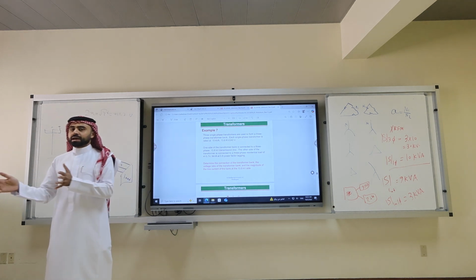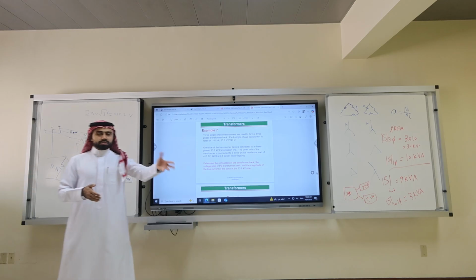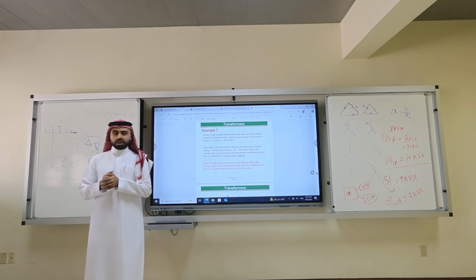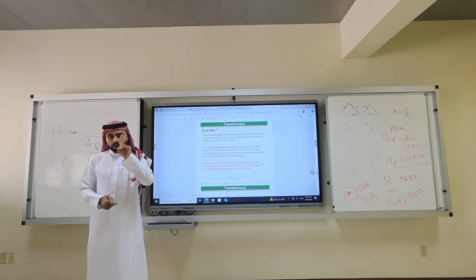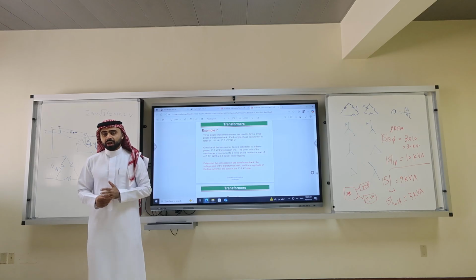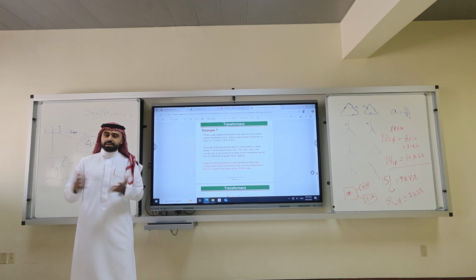In transmission lines, we love line to line. In loads, distribution loads, we love line to line. Say it with me. In distribution loads, we love line to line. But in transformers, before the connections, say with me. Before the connection, we love coil to coil. Once we make the connection, we go back to line to line. Does it make sense?